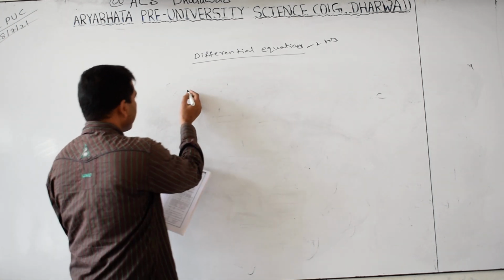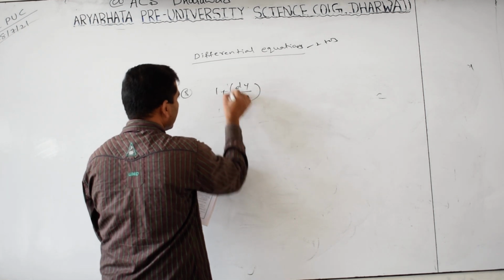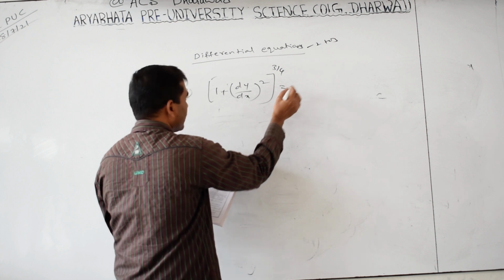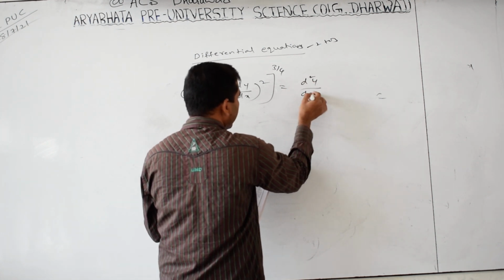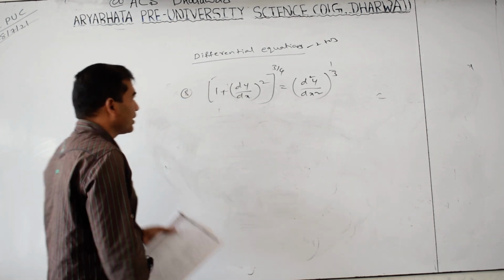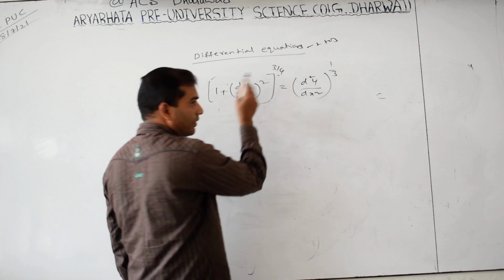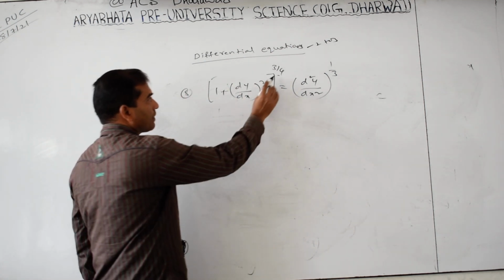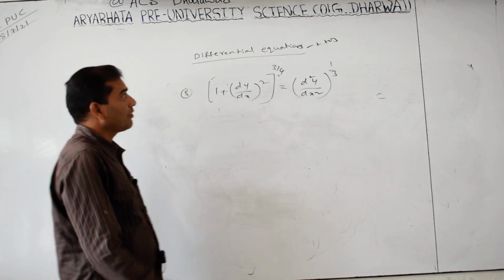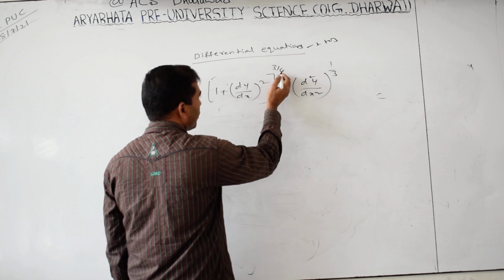The degree of the differential equation (1 plus (dy/dx) whole square) whole power 3/4 equals (d square y by dx square) whole power 1/3. Degree: when it is a fraction, degree is always a positive integer. When it is a fraction, we have to remove the fraction, so to remove this, apply whole power what?